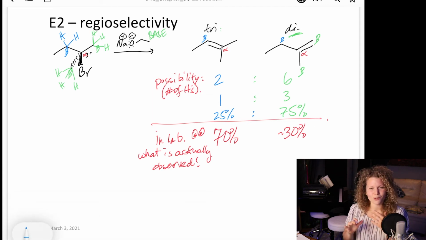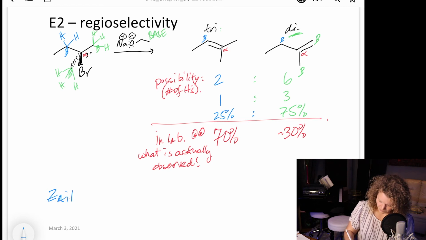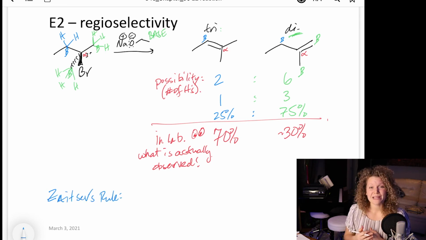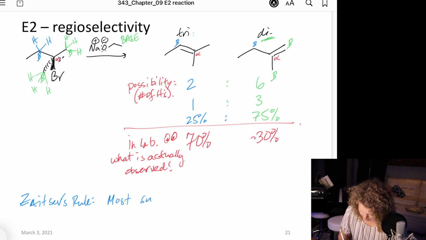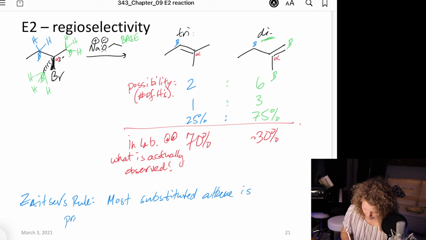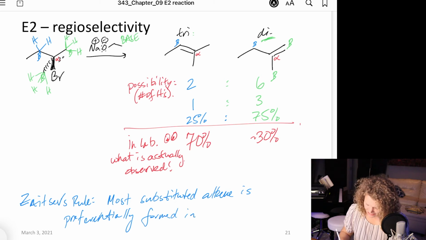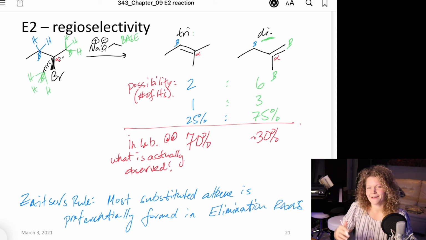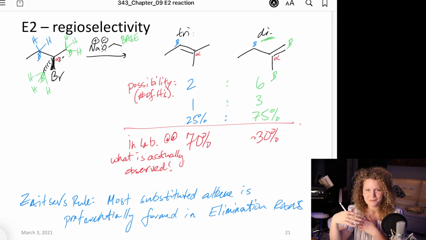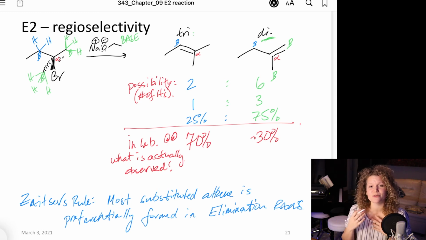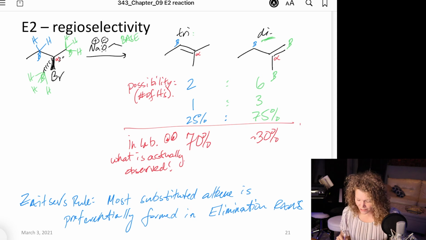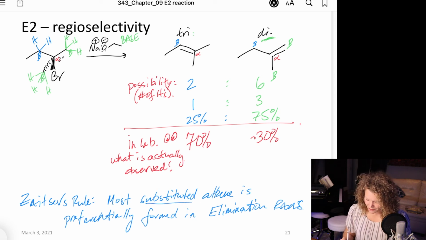I'm going to give you a rule. This is called Zaitsev's rule, which means that the most stable alkene, or the most substituted, is typically preferentially formed in elimination reactions. Now, Zaitsev's rule is kind of like Markovnikov's rule. It's just a rule. It doesn't really talk about why. So we're going to talk about why, and we're going to use a potential energy surface diagram to look at this. One of the things that you will notice, though, is that we see the most substituted is preferred.